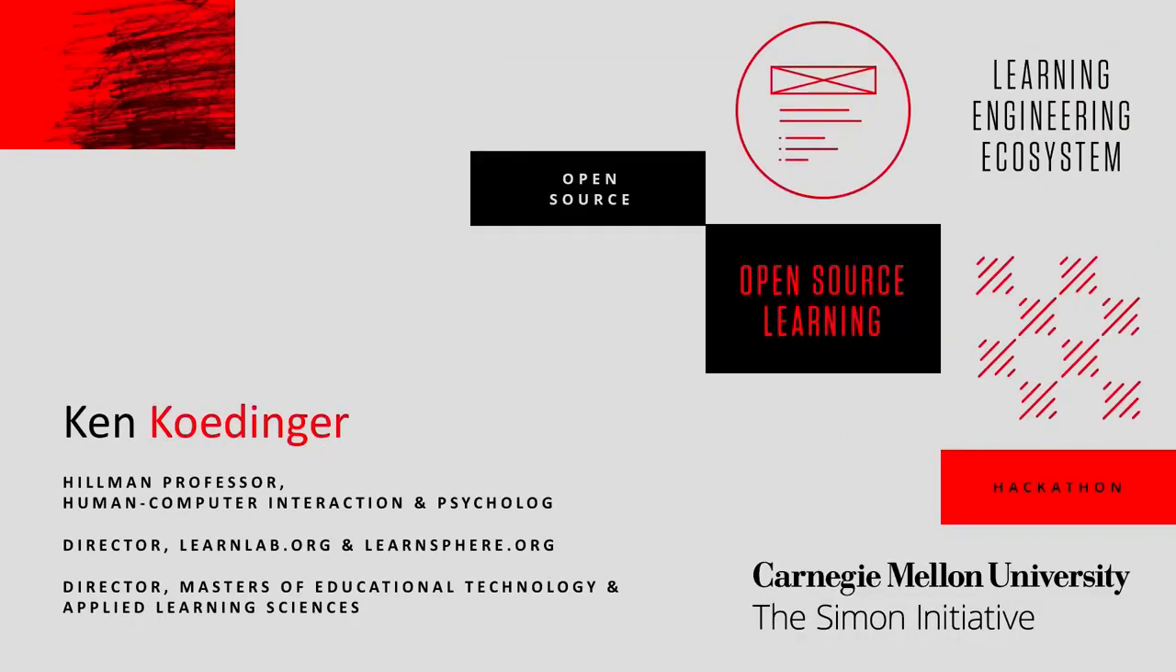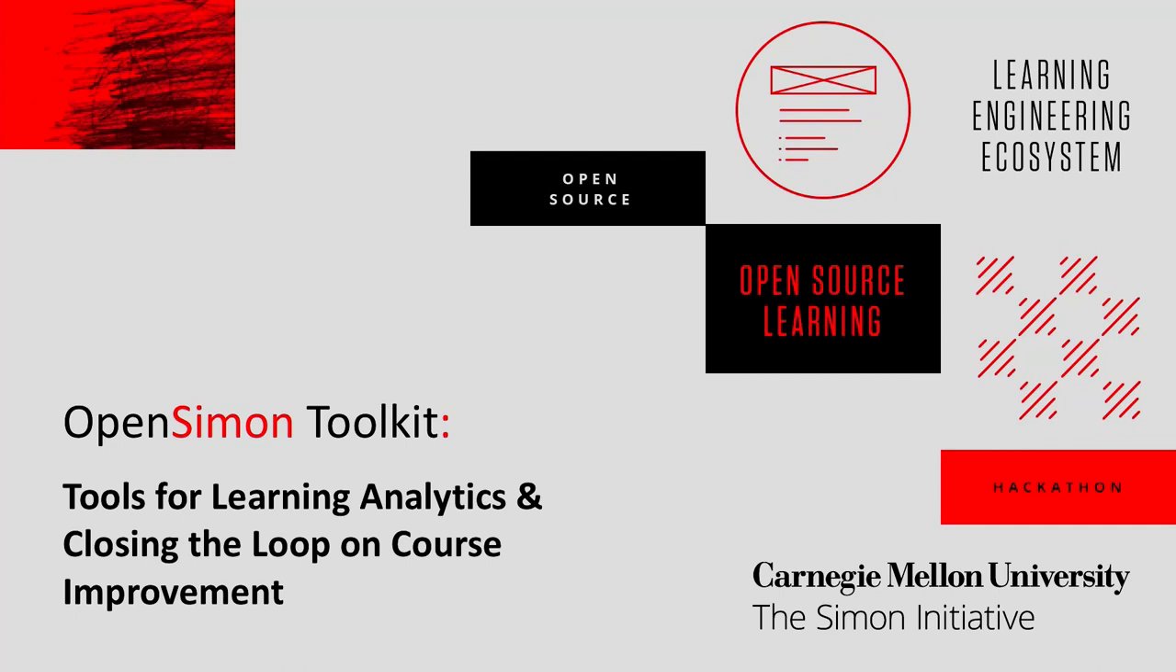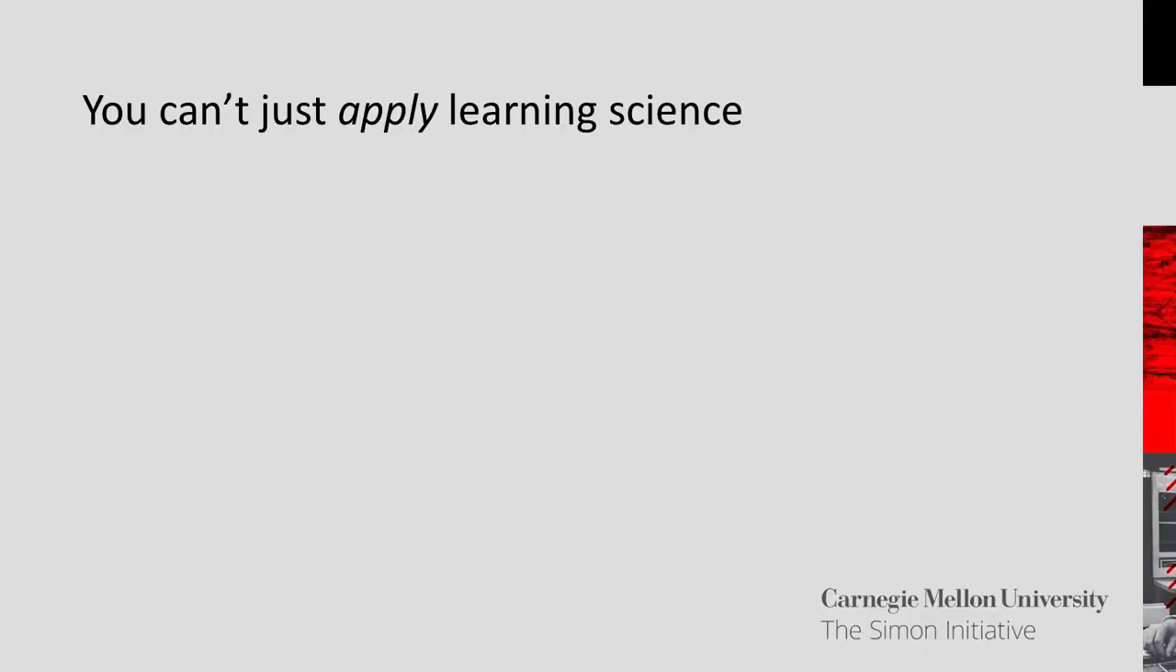So I want to go forward, not backward, and I want to highlight some of our tools for doing learning analytics and illustrate how we can close the loop by using insights from those analytics to make course improvements and then show that those course improvements make a difference for student learning. And I want to make a contrast between applying learning science, which we've heard many people say they're doing for many years, and doing learning science.